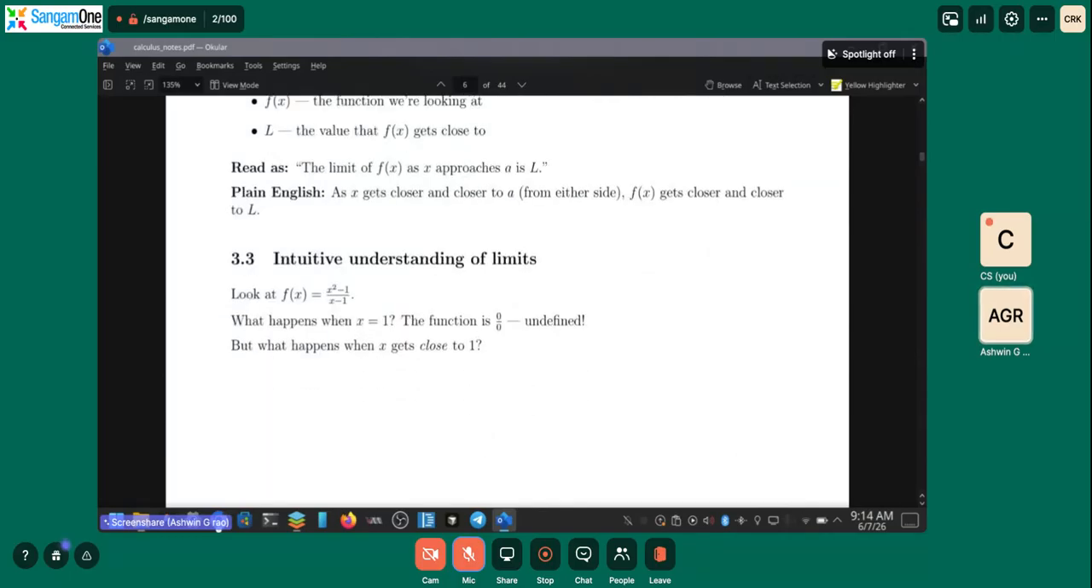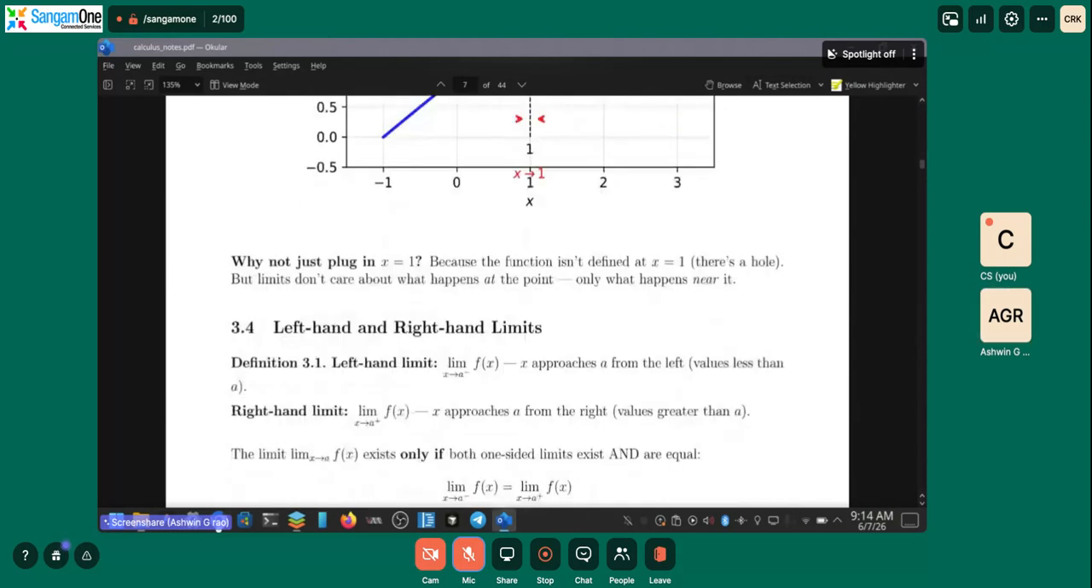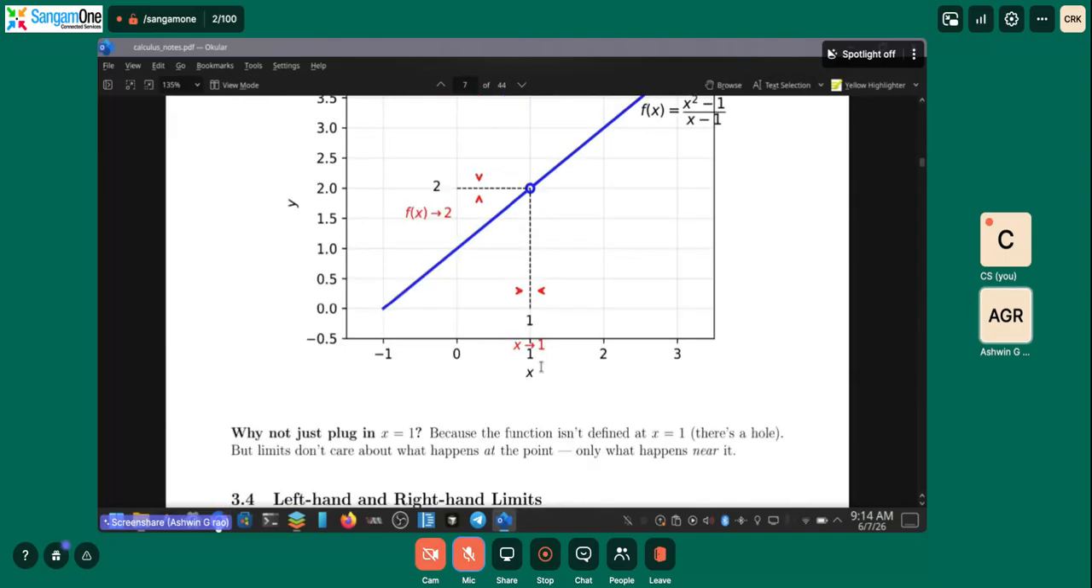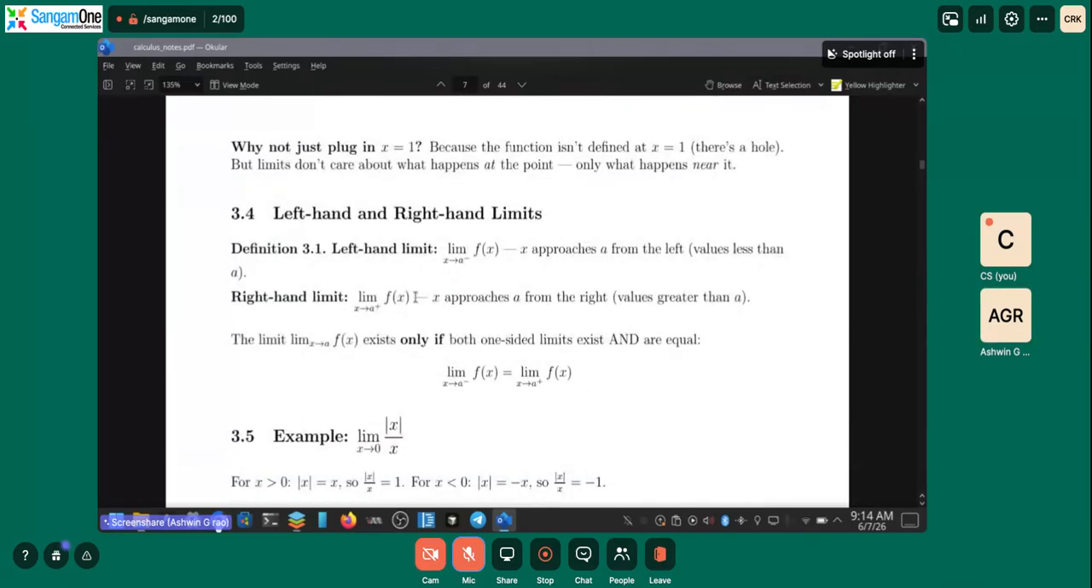So what happens when it gets close to 1? Why not take 1? There is a hole, but limits don't care about what happens at that point, only what happens near that point. As you can see here, these are infinitely many different points near it.